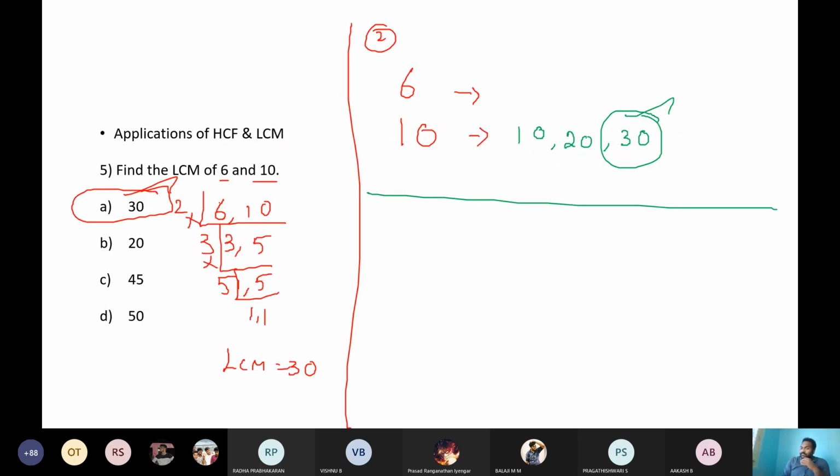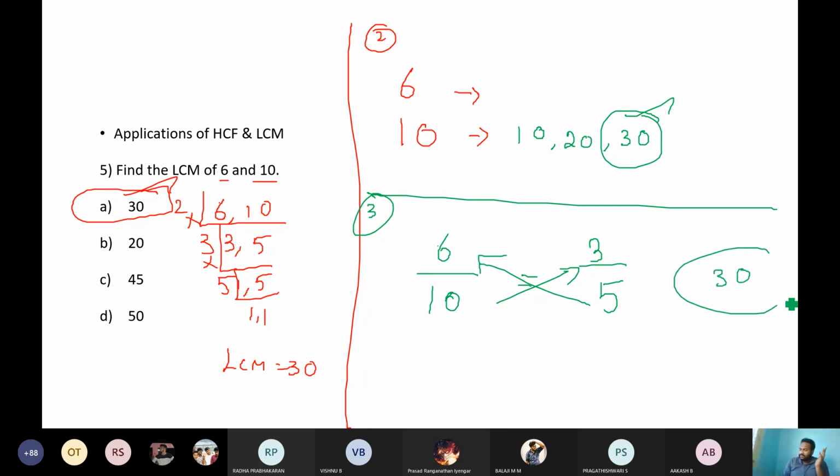Now there is one more method also. I'll also teach you guys that method. Say for example, I'm supposed to find out 6 and 10's LCM, right? This is the third method. Write down the simplest form of 6 by 10. How do I write 6 by 10 in the simplest possible way? Common, I can cancel out 2. So if I cancel 2 out, I'll have 3 by 5. There is no other simple way of writing the ratio of these two. Once that is done, cross multiply. 6 into 5 is 30, 10 into 3 is also 30. So either way, you'll get the LCM, 30.